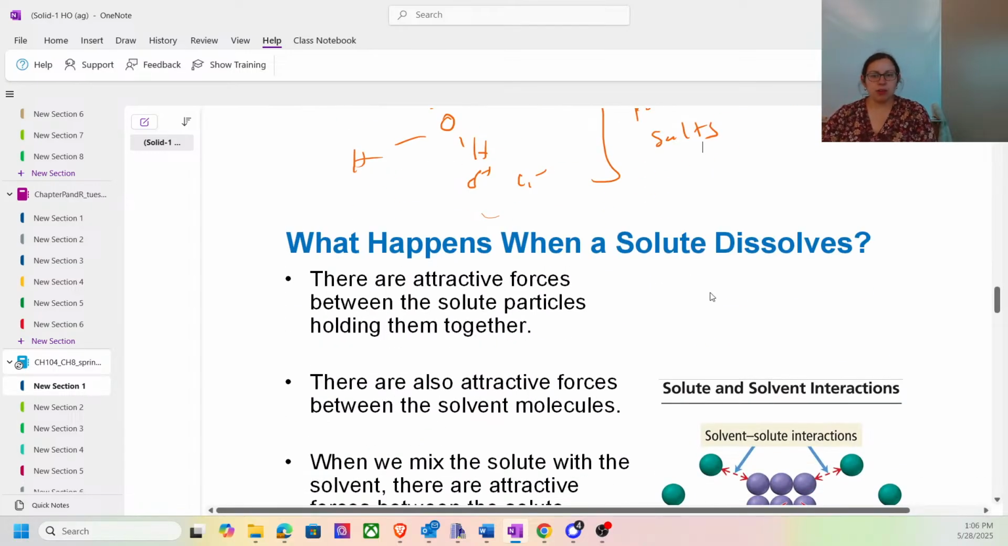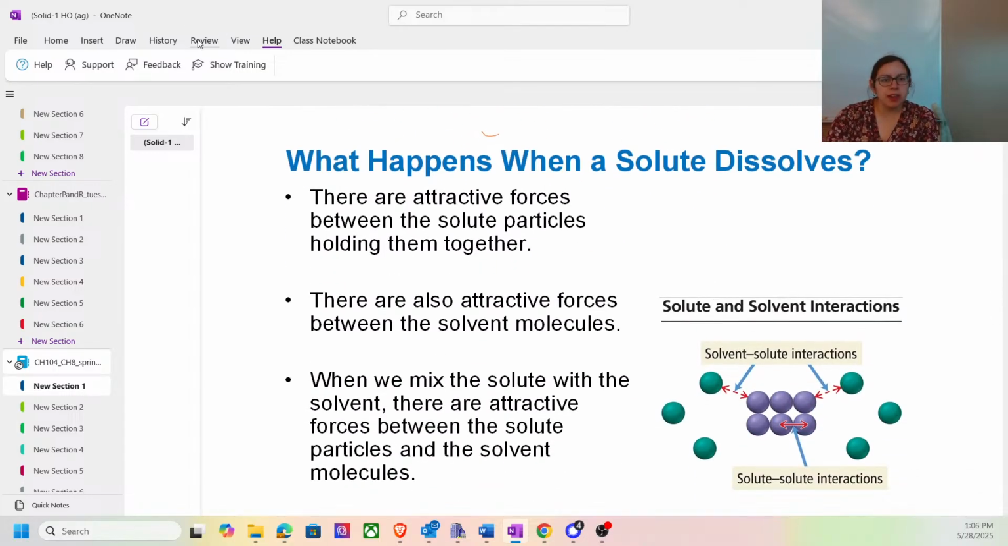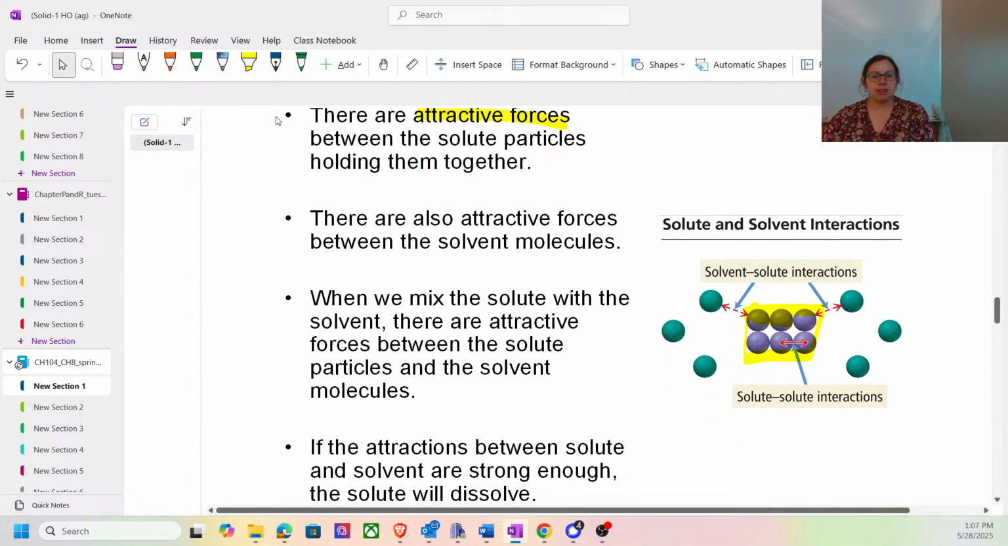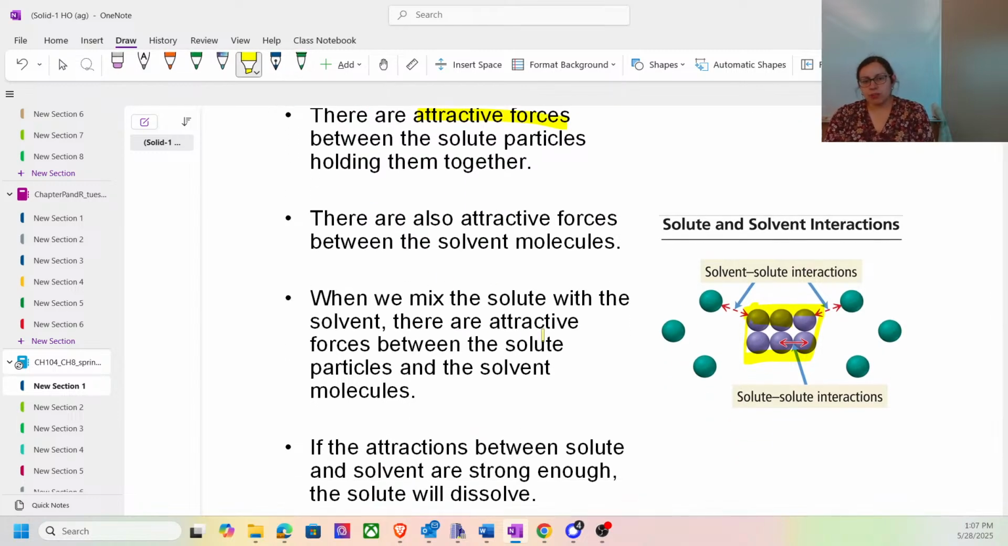This just goes through that in more detail. Basically, when you're dissolving something, you're trying to see if the attractive forces can overcome our solute-solute interactions. You can imagine a sodium chloride crystal, and then your water comes along to disrupt those electrostatic interactions. If the attractive forces are stronger than the electrostatic interactions of our solute-solute, then they can dissolve.